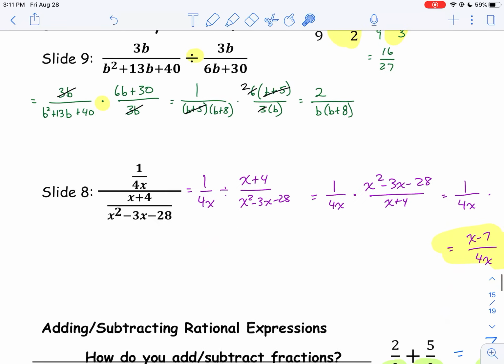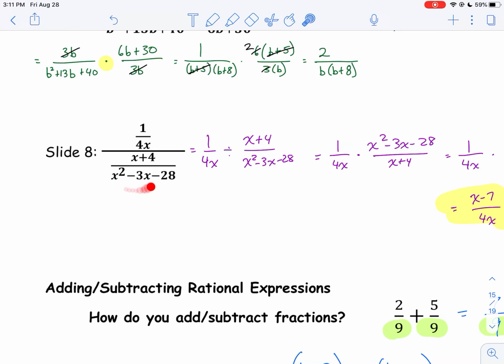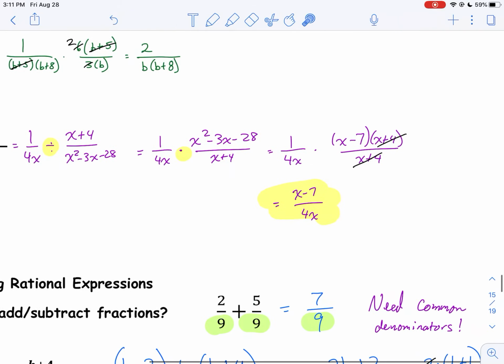All right, let's look at slide 8 here. It says, this is kind of a mess. Looks really complicated. But just take it one step at a time. You can see a fraction divided by another fraction. Fraction divided by another fraction. And then how do we divide fractions? We just multiply by the reciprocal. So you can see we took this second one and flipped it over. And now we've got this expression to simplify.